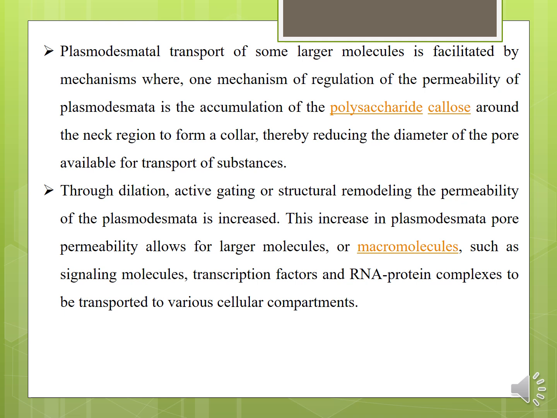So one mechanism of regulation of permeability of the plasmodesmata is the accumulation of the polysaccharide callose around the neck region, to form a collar, thereby reducing the diameter of the pore size which is available for transport of substances. And through dilation, active gating or structural remodeling, the permeability of the plasmodesmata is increased, and this increase in permeability allows larger molecules or macromolecules such as signaling molecules, transcription factors and RNA protein complexes to be transported to various cellular compartments.